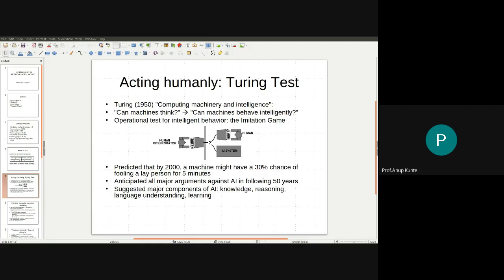If the test has to be conducted on a system that can act like a human being, then it should also have additional capabilities of physically manipulating objects using robotic capabilities, and also should have computer vision in order to perceive the objects that it wants to manipulate.